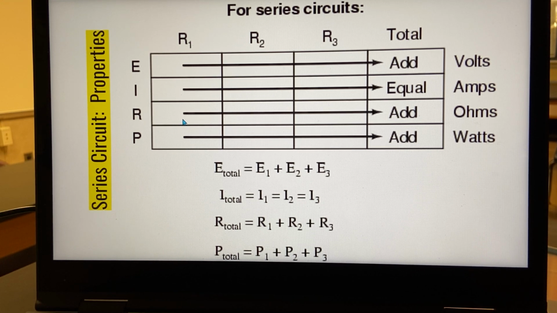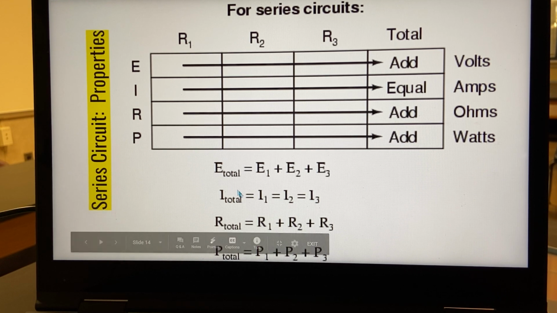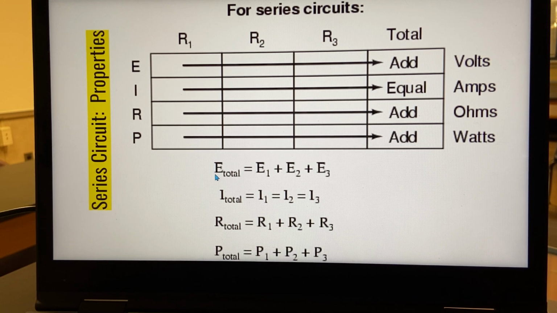The resistors, if you take the sum of all of the resistors, all 3 of them, add them together, you will have the total resistance measured in ohms. And power, that's where the P is, you can add up the power used at every one of the resistors, and you will have the total wattage or the total power. And E subscript T, or E subscript total, is the voltage from the first plus the second plus the third.